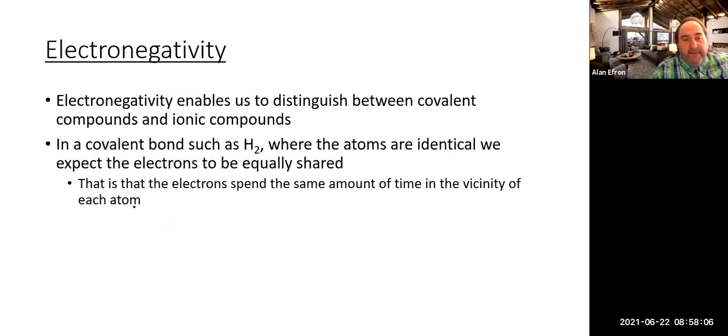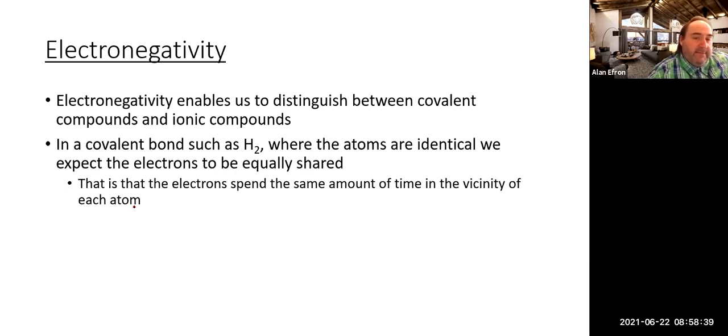And it does help us distinguish between covalent compounds and ionic compounds, as we maybe talked a little bit about the other day. There's a very big difference in electronegativity between metals and non-metals, which is why we get that transfer of electrons, and not as big of a difference between non-metals and non-metals, which is why we see sharing of electrons occurring.